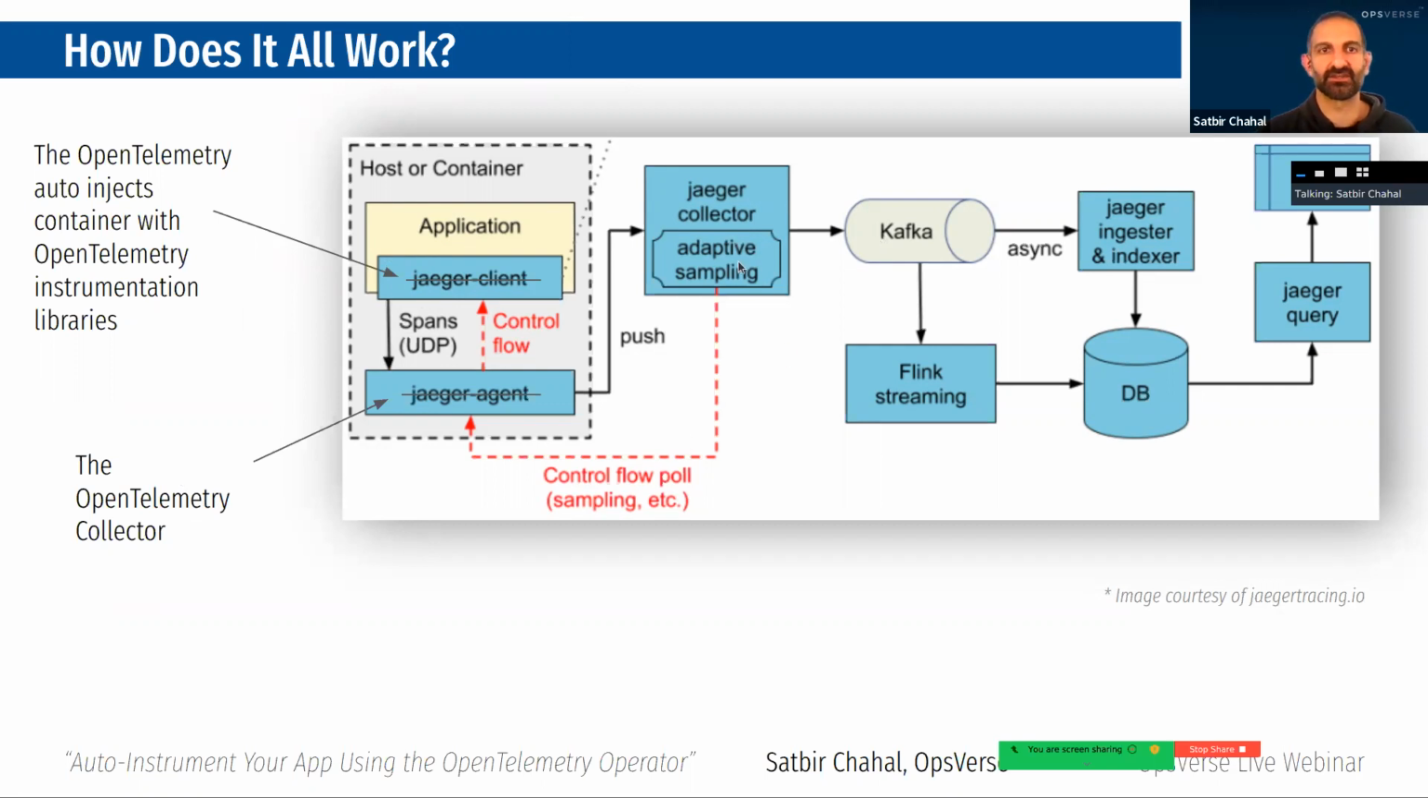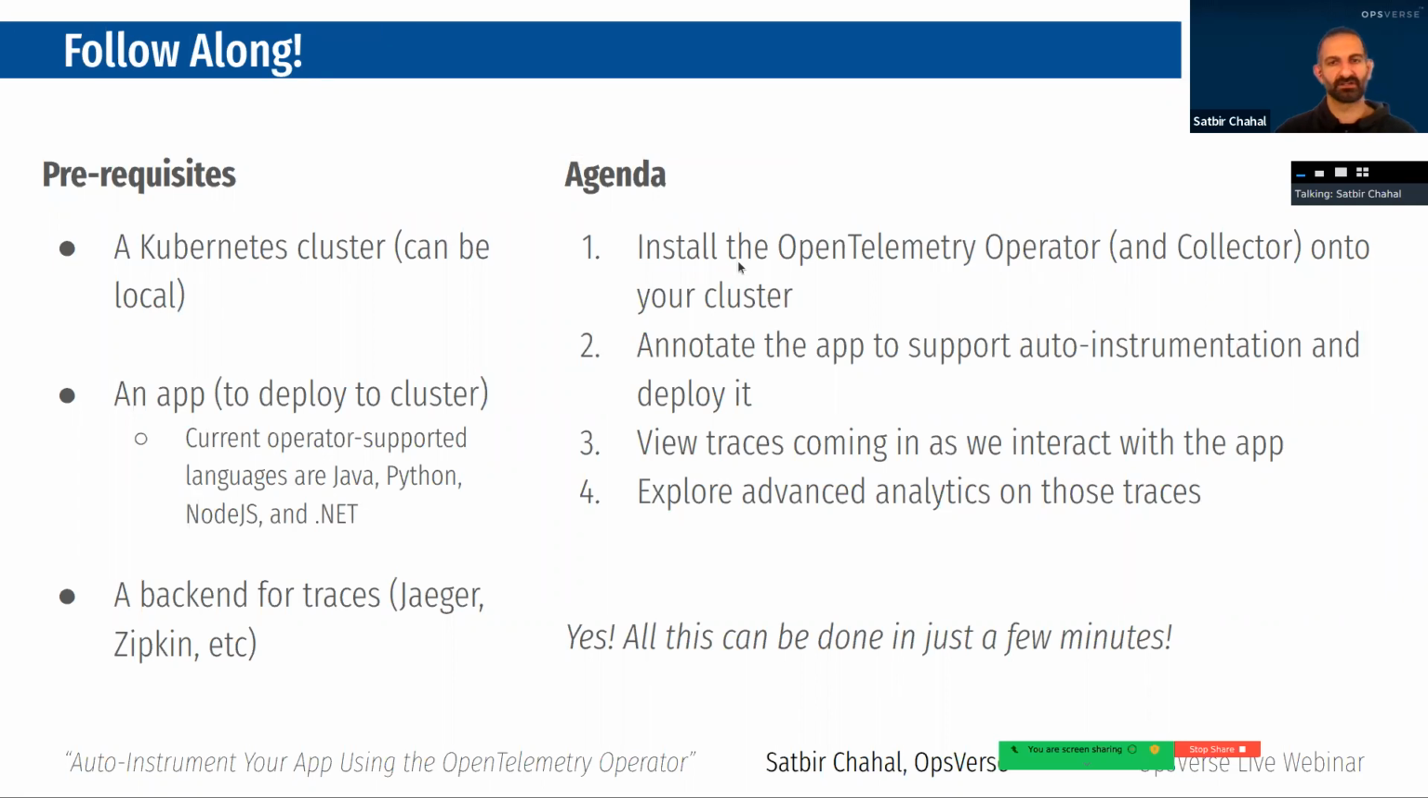So let's go with it. Let's follow along. Let's try this out. So if you want to annotate your apps, or get your apps to emit traces, a prerequisite here is that you need a Kubernetes cluster. This could be K3s, Kind, MicroK8s, anything, GKE, it could be EKS, any Kubernetes cluster. So we have a Kubernetes cluster. Then you need an app. So currently the operator supports Java, Python, NodeJS, and .NET.